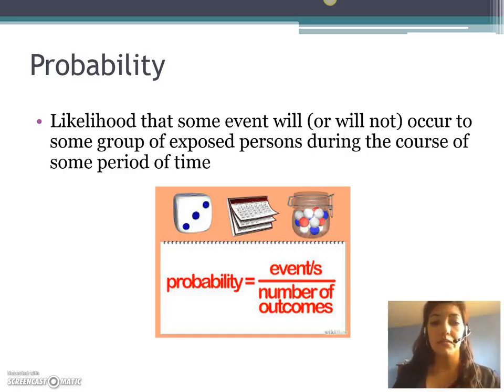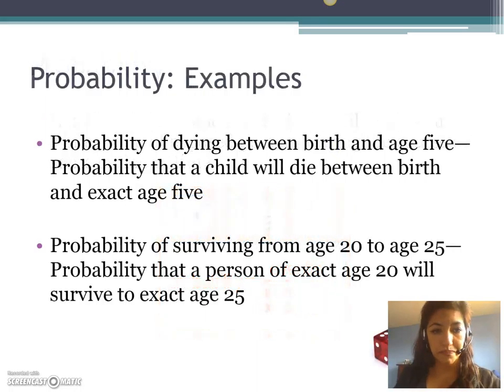So probability is the likelihood that some event will or will not occur in some group of exposed people during a specific time frame. It's basically the number of events divided by the number of outcomes. An example: probability of dying between birth and age 5. That's the probability that a child will die between literally birth and exactly age 5. Not age 5 and 10 months, not age 5 and 325 days, literally from 0 to the first day they turn 5. So it's very specific parameters there.